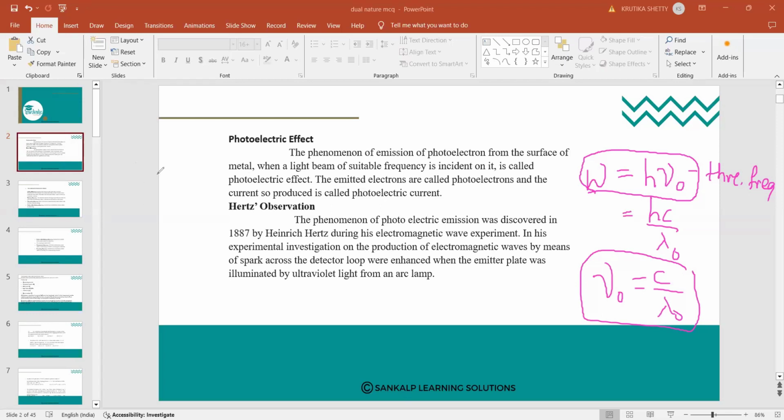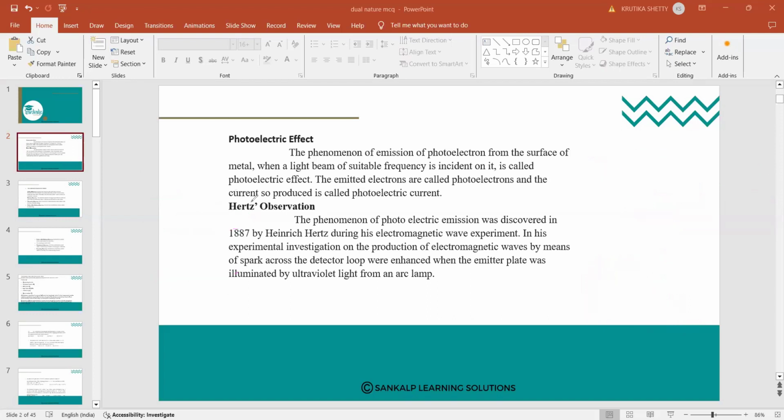numerical solving. Remember that the work function is usually given to us in electron volts, but we have to take it in joules. So 1 electron volt is equal to 1.6 into 10 raised to minus 19 joules. Suppose the value is given as 4 electron volt. To convert it into joules, what you need to do is multiply by 1.6 into 10 raised to minus 19. When you multiply this, you convert the electron volt value into joules.